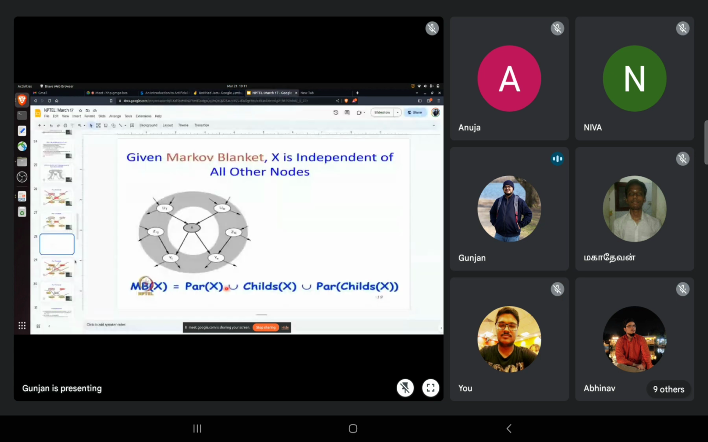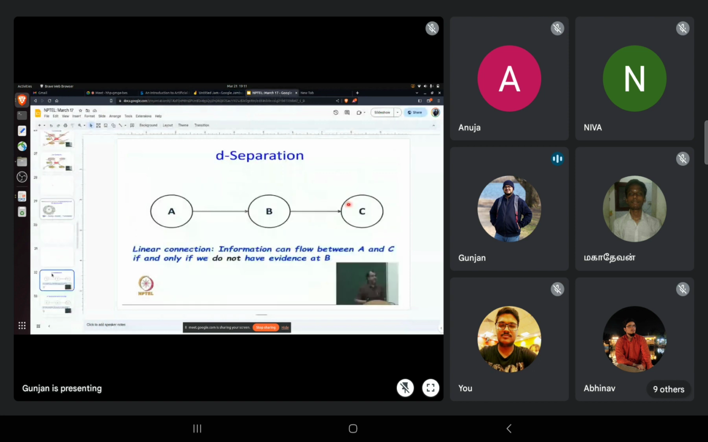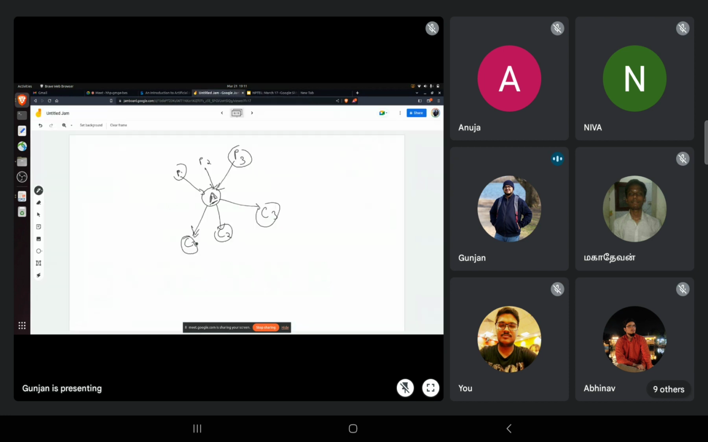This comes from the first case of d-separation: information can flow between A and C if and only if we do not have evidence at B. But if we know B, then A is d-separated from C given B. So given B, A and C are conditionally independent. If you have something like P of C1 conditioned on A comma P3, and you know A, you can just remove P3. This is equal to P of C1 conditioned on A. C1 is conditionally independent of P3.